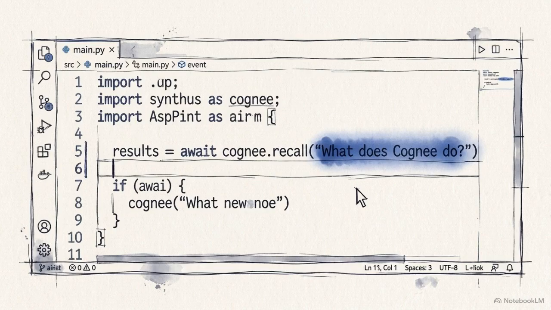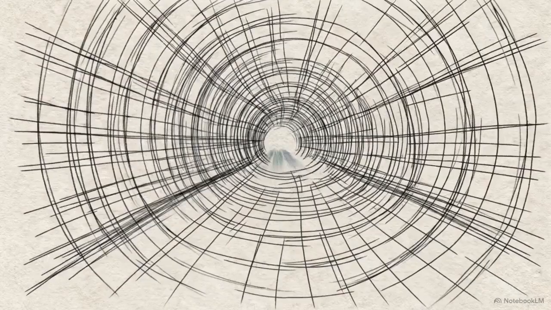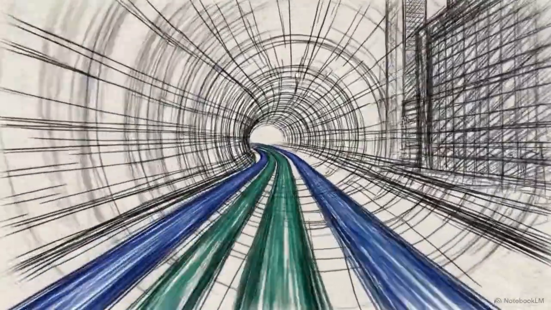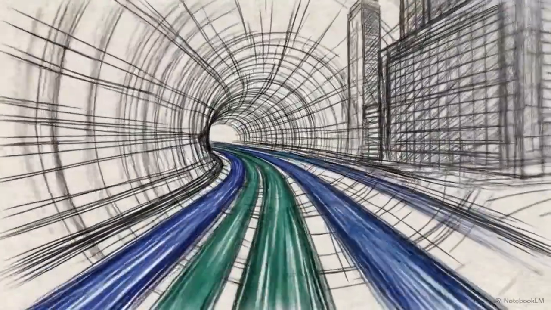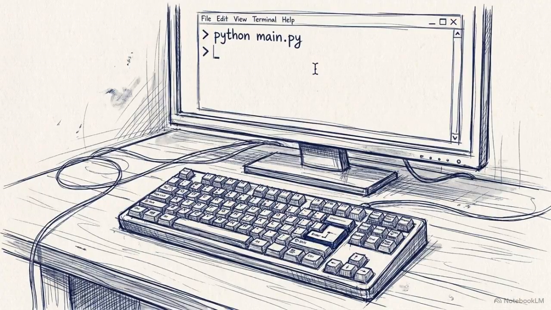Finally, we write the recall command, passing in a natural language question about the fact we just stored, and instruct Python to print the result to the screen. With roughly a dozen lines of code, you have directed an orchestration layer to format, route, and store data across 3 separate databases simultaneously. Save the file, switch back to your terminal, and execute the Python script.